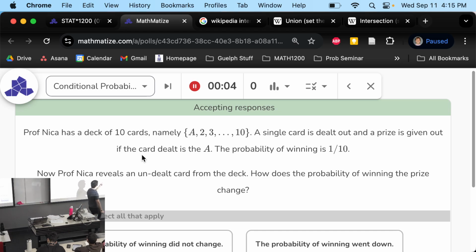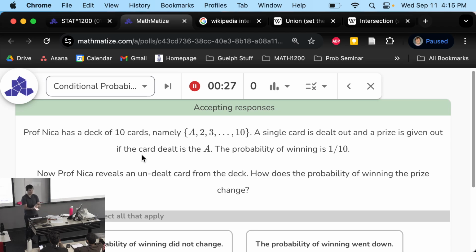So Professor Nika has a deck of 10 cards, ace through 10. Here are my 10 cards. This one you cannot get at Dollarama. These are the extra big cards that you have to pay the big bucks on Amazon for. I think it was like $6. But I've got ace through 10: ace, 2, 3, 4, 5, 6, 7, 8, 9, 10. I feel like I'm doing a magic trick.